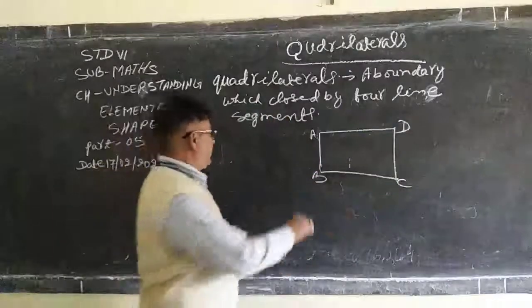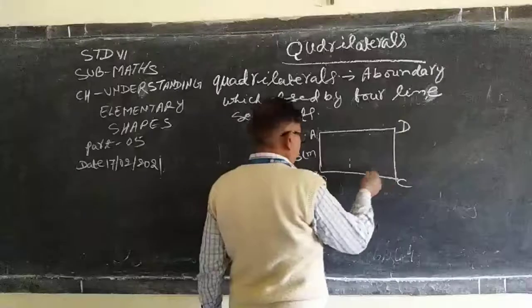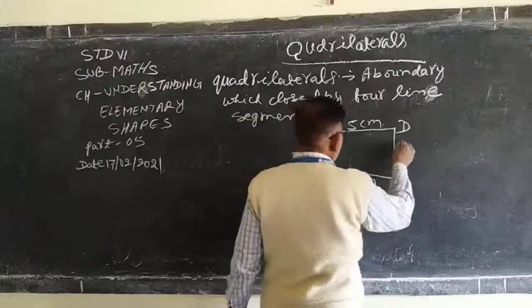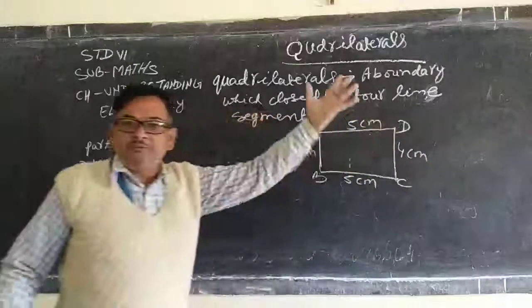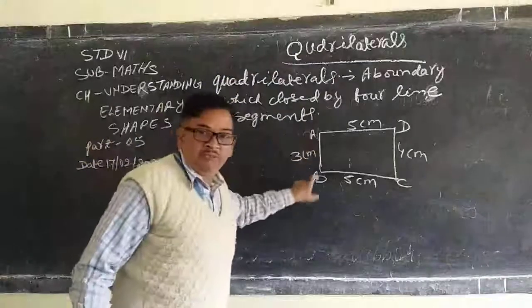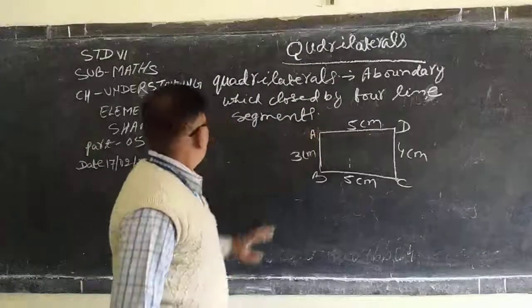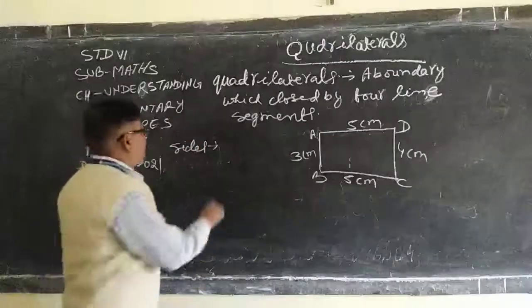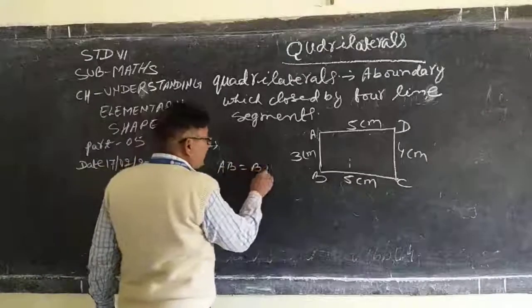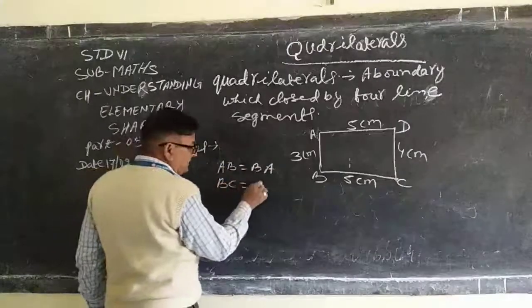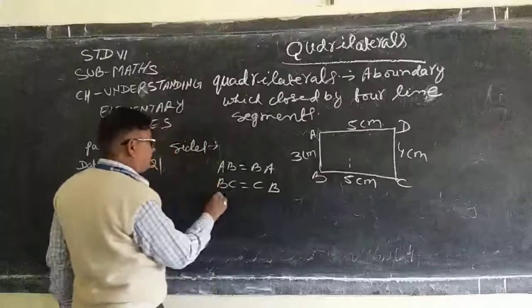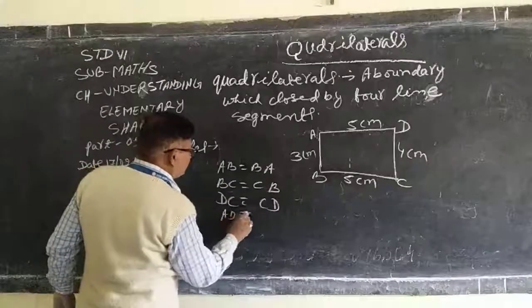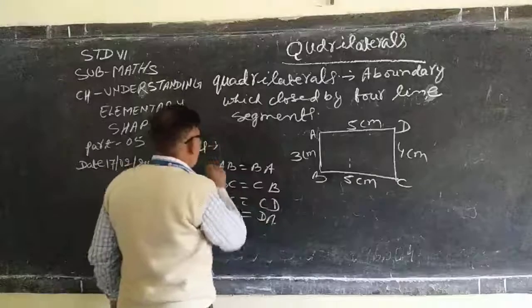Here, I am taking this as 3 cm, this 5 cm, this one 5 cm, and this may be 4 cm. So now sides, I am writing sides. How many sides are there? Sides AB. AB you can write as BA, same thing. BC you can write as CB, DC you can write as CD, and AD you can write as DA.